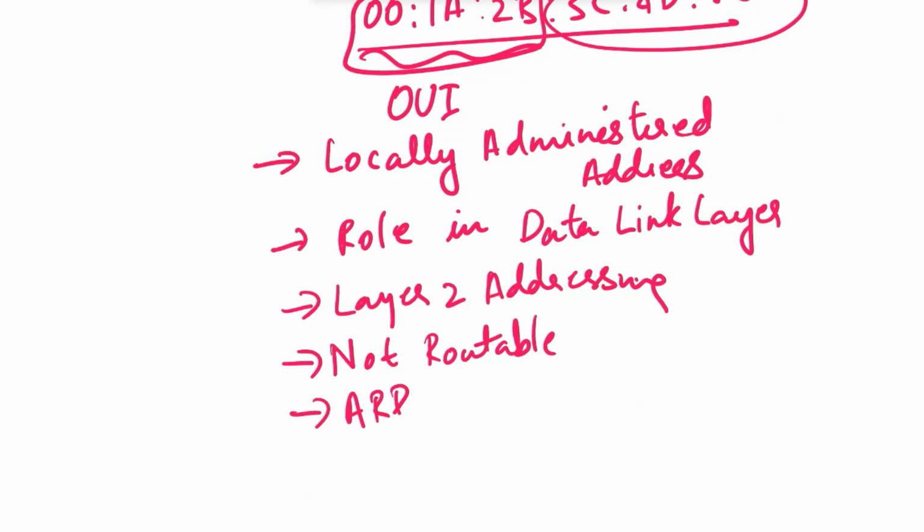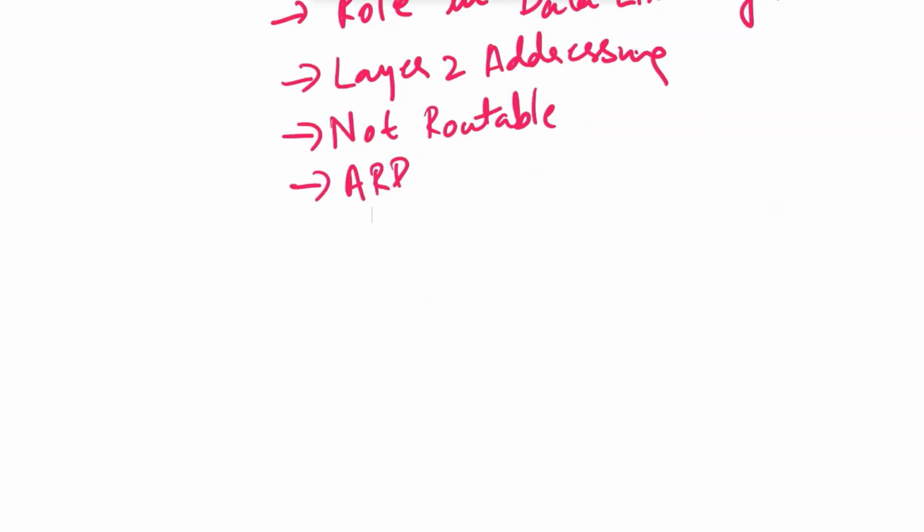So in summary, a MAC address is a unique hardware address assigned to network interfaces for communication within a local network segment. It plays a fundamental role in the data link layer of networking protocols like Ethernet and is essential for devices to correctly identify and communicate with each other on a local network. Let's move on to the next question.